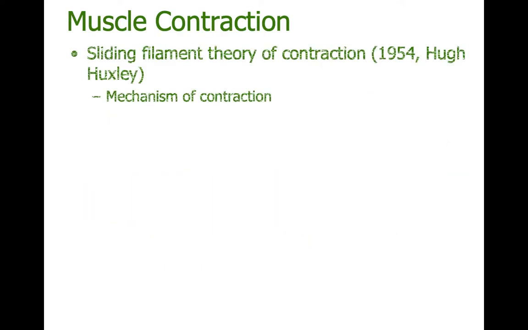Now, muscle contraction. We refer to how our muscles, our skeletal muscle cells, contract using the sliding filament theory of contraction. This was identified by Hugh Huxley way back in 1954. And yes, it is older than I am. Thanks for asking, smart Alex. But this is what we know to be the mechanism of contraction.